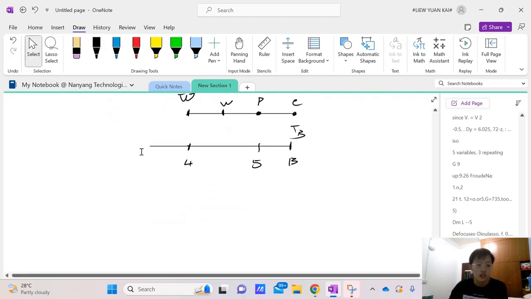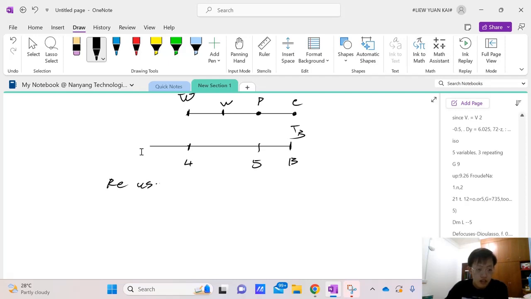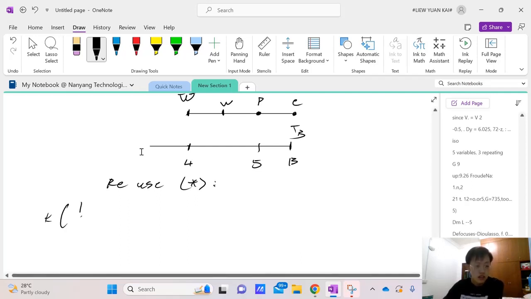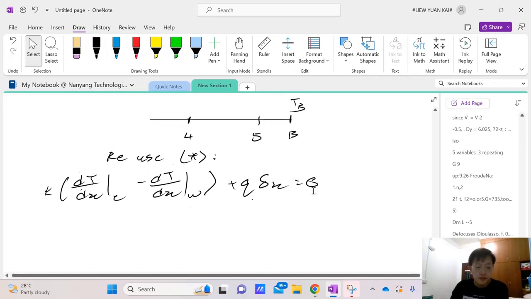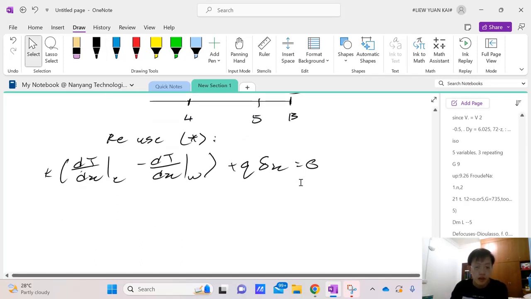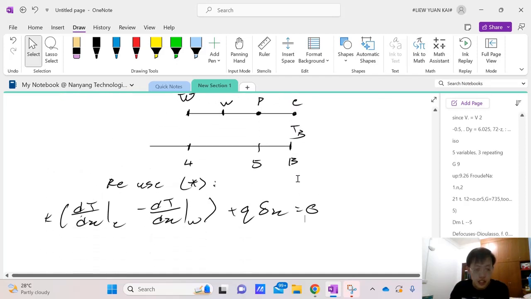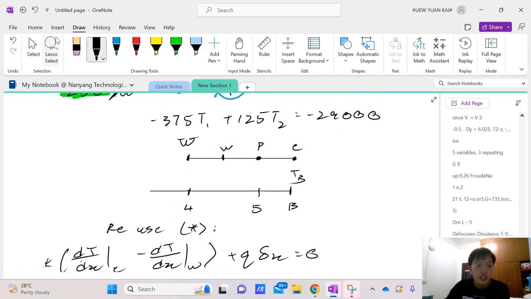Okay. So now let's again reuse the equation star. So reuse star. What do we have? So I'm just gonna copy down star. Okay. So now we have to find dt dx at east, dt dx at west. So let's find this first at east.